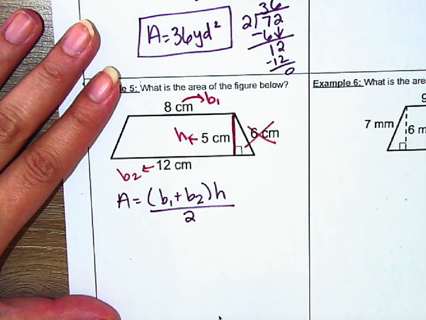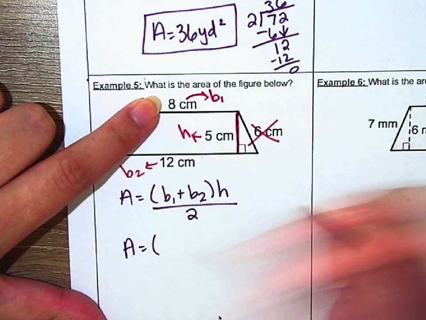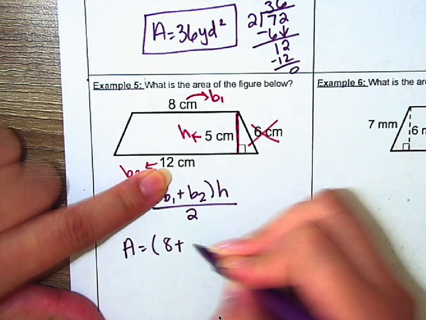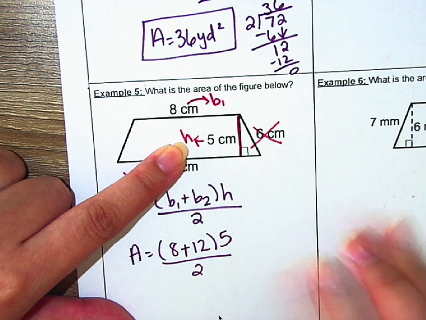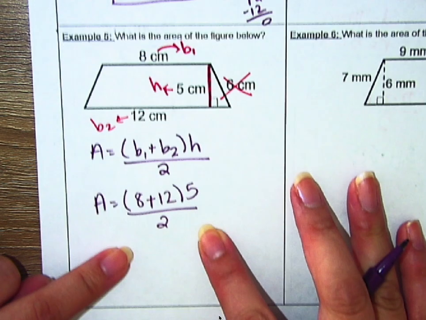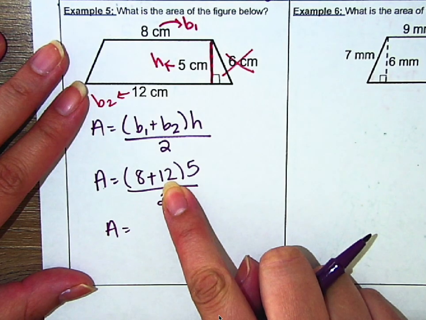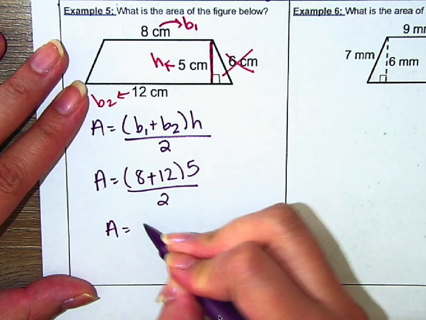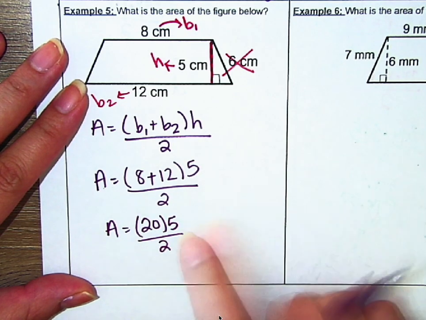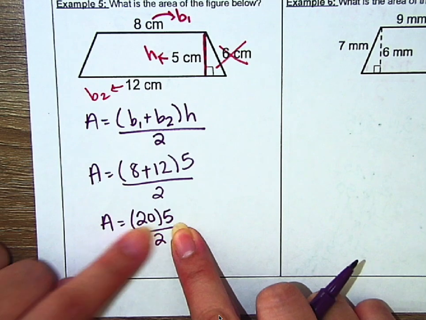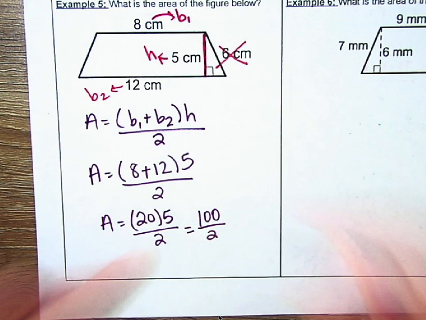So we're going to go ahead and start plugging in. My base 1 was 8. My base 2 is 12. And my height is 5. And I'm going to divide the whole thing by 2 by the end of this. Okay, so let's go ahead and start solving. I'm going to first solve what's inside the parentheses, 8 plus 12, which is 20. And then I'm going to have my 5 outside. Now I'm going to solve 20 times 5. 20 times 5 is 100. And I still have to divide it by 2.